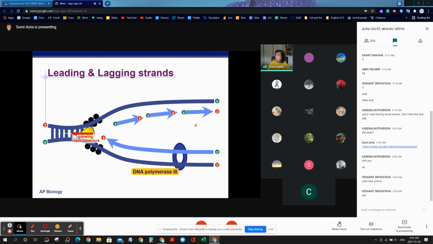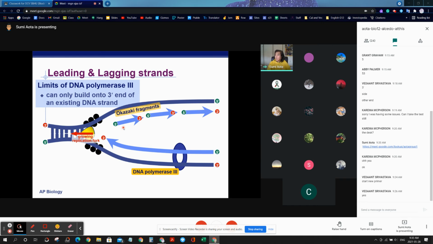These little fragments of DNA that are made are due to the limit of DNA poly 3. It can only build onto the 3' end of an existing DNA strand. It cannot add to the 5'. So it has to build the other side in this manner. The newly synthesized strands that are built in sections are called Okazaki fragments, named after the husband and wife team that basically discovered them.